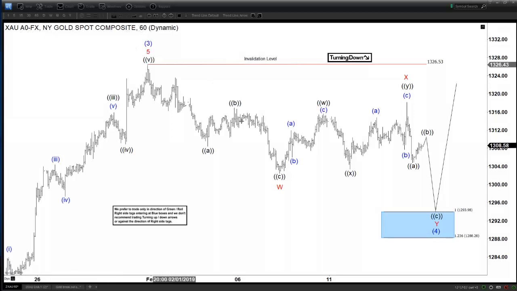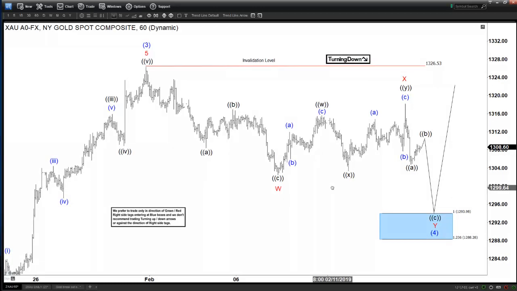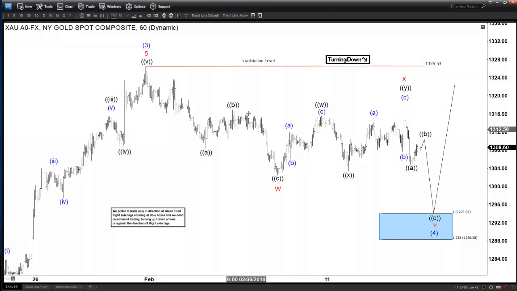Alright, so today we will be looking at the chart of gold. This is a 60 minutes chart, okay, 1 hour chart. We can see here what we expect in gold is gold to do a wave 4 correction in the blue degree, and the correction is in the form of a WXY, or sometimes called a double 3.